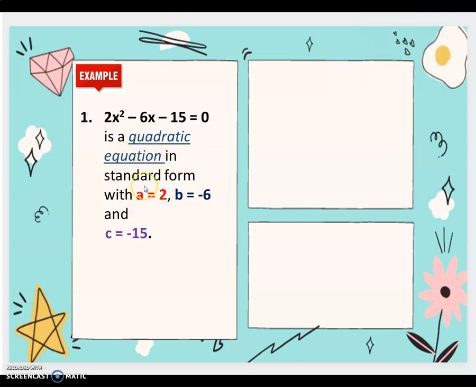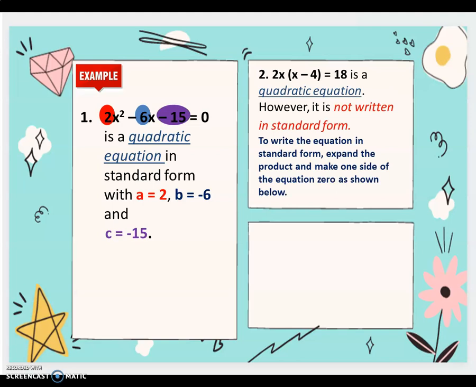And kapag nasa standard form na po siya, then we're going to identify the value of a, value of b, and value of c. Paano ba natin malalaman ang value of a? So, ang value of a po is the numerical value or the leading numerical coefficient. So, positive 2. Kaya, positive 2 yan. And then, the value of b is in the middle term. And you are going to include the sign, which is negative. Kaya po, ang b natin ay negative 6. Next, ang value of c is negative 15. Kasama po ang sign. So, yun po.